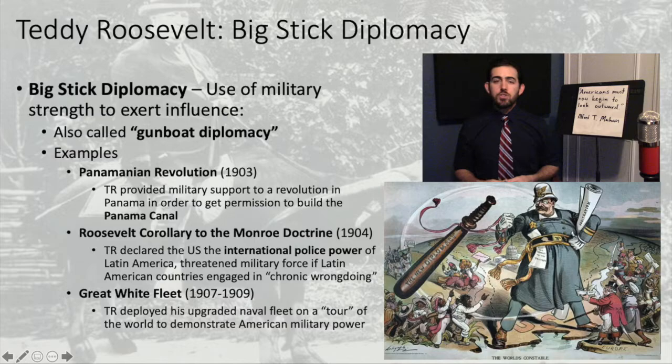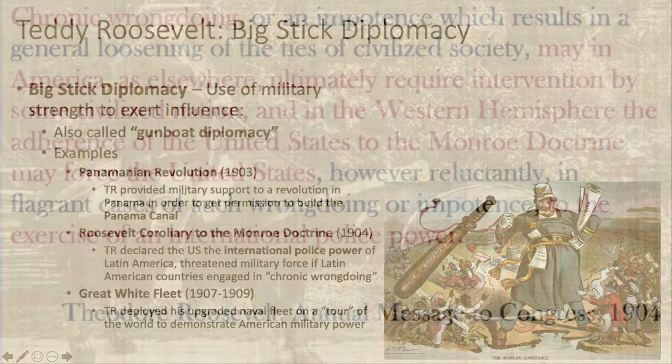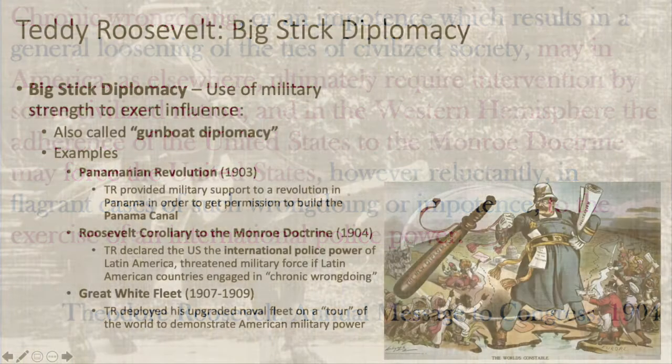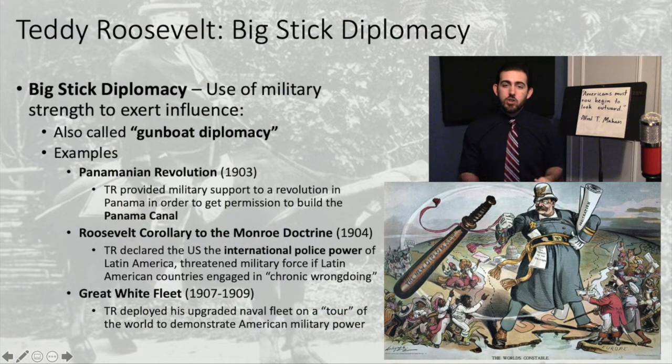In his 1904 State of the Union, he declared, "Chronic wrongdoing may, in America as elsewhere, ultimately require intervention by some civilized nation, and in the Western Hemisphere the adherence of the United States to the Monroe Doctrine may force the United States to the exercise of an international police power." Basically, the Roosevelt corollary asserted that the United States would be the police of the Western Hemisphere. Roosevelt declared that the U.S. would not hesitate to intervene if Latin American countries could not play nice with Europe, the United States, or each other.